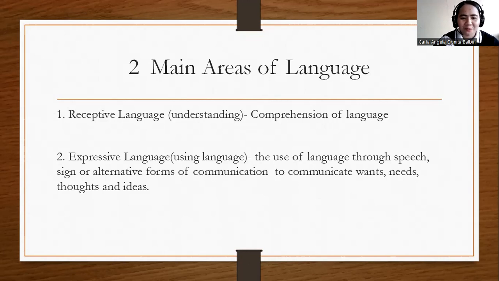So meaning to say, expressive language as a whole means using the unique areas of language to correctly and effectively communicate what we're thinking. That's why the use of vocabulary, the grammar, and sentence construction are very important in expressive language. Okay, let's now move on to the next one.